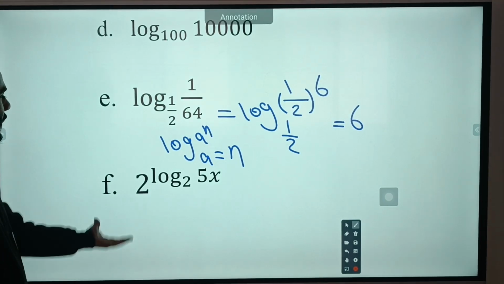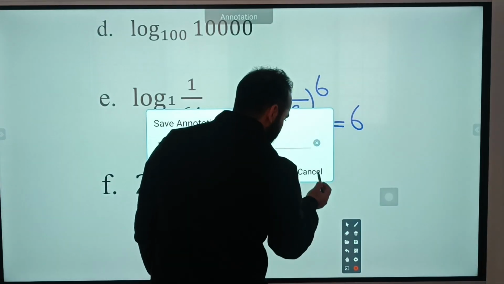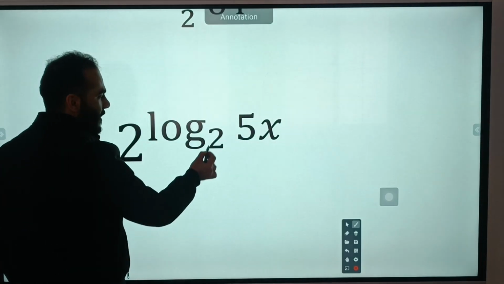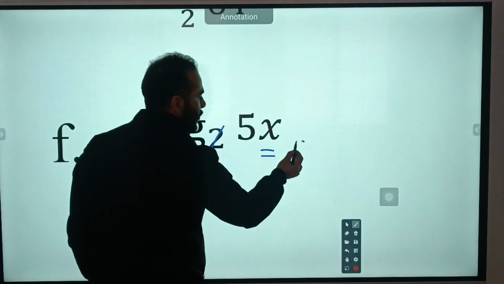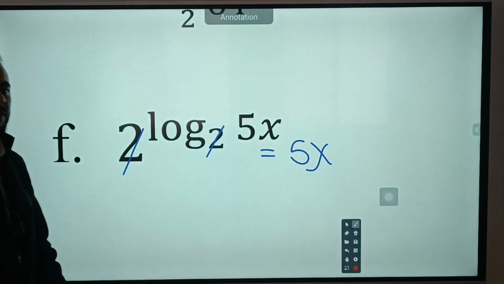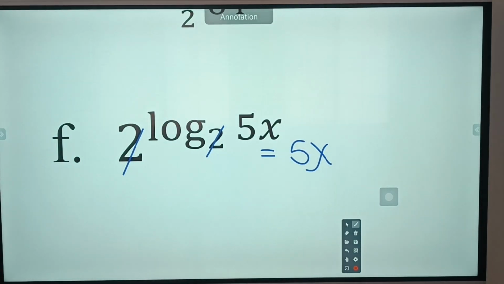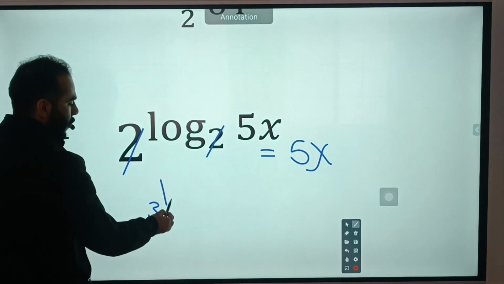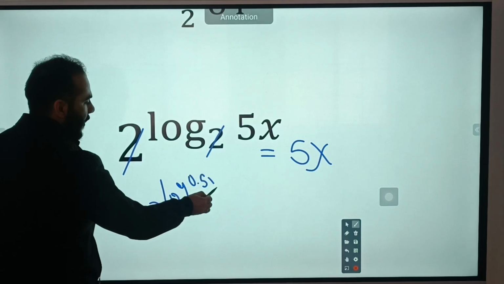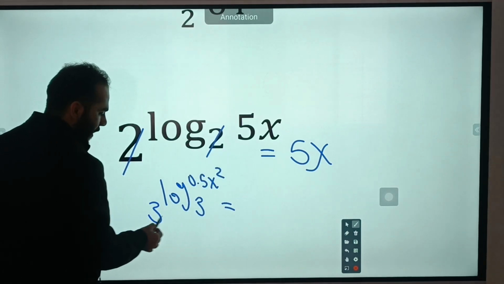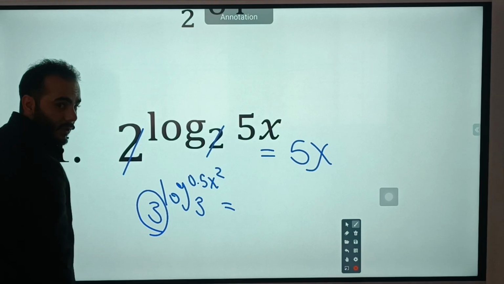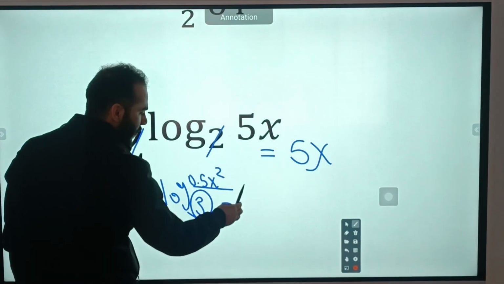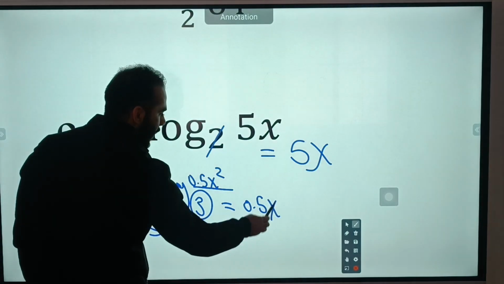How about this property? It says if this base is the same as this base, the result equals the exponent of the logarithm, which is 5x. One more example: we have 3 to the power of log of 0.5x squared, base 3. If the base of the expression and the base of the logarithm are the same, the result equals the exponent of the logarithm, which is 0.5x squared.